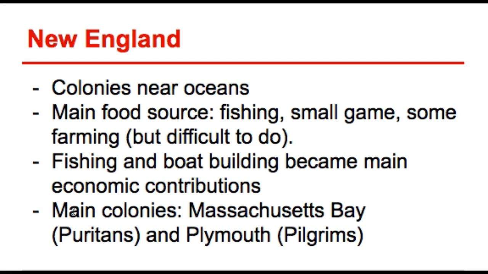The main colonies we're going to look at in this region are the Massachusetts Bay, which had the Puritans, and Plymouth, which had the Pilgrims. Okay? And we will explore each of those colonies in more depth later. Okay? All right, once you're finished with these notes, go ahead and replay the video.